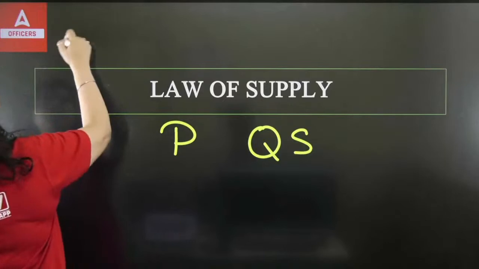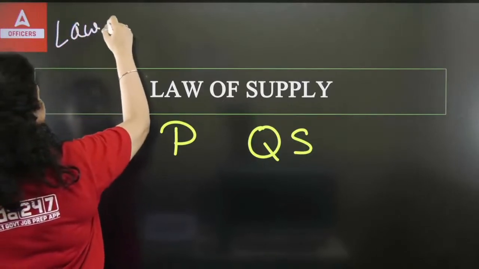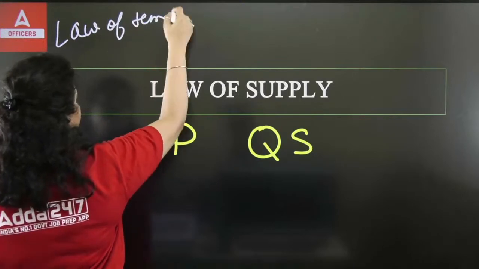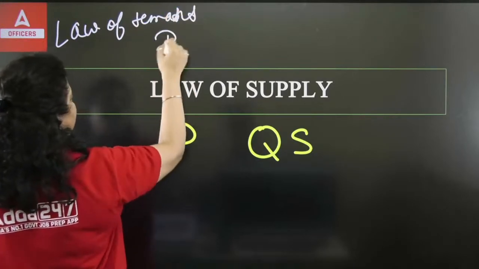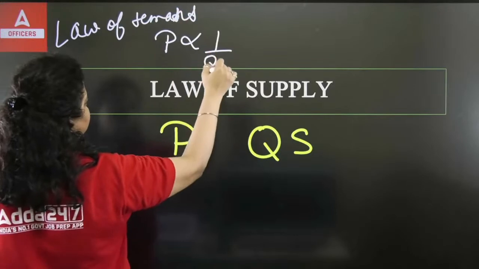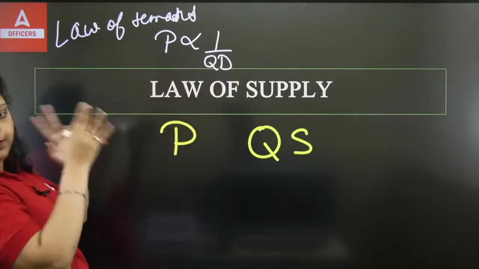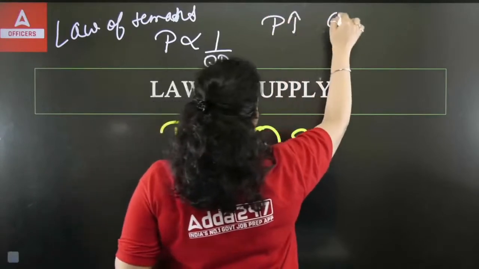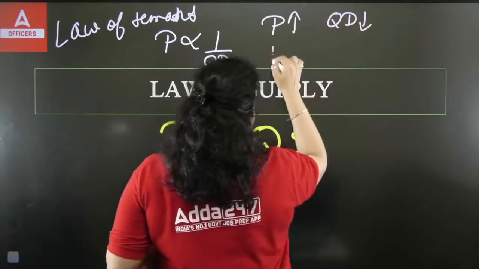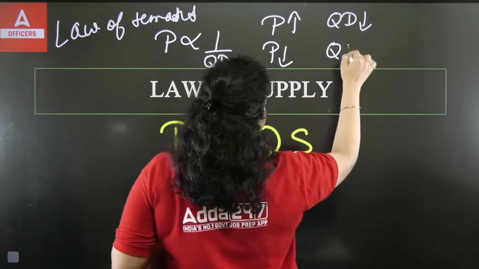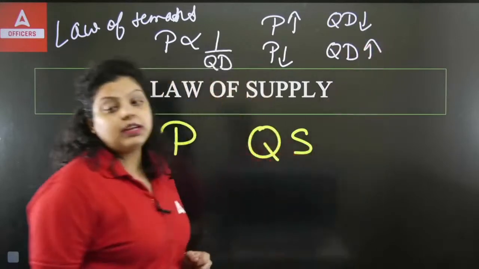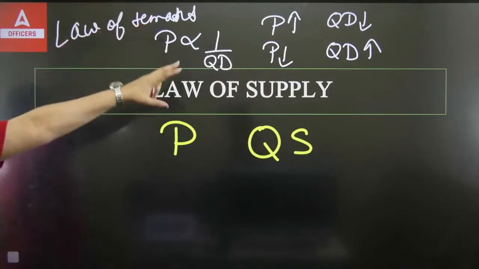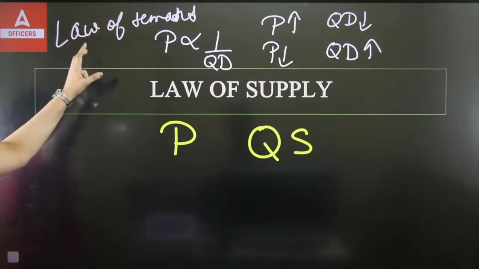I told you the law of demand says that price and quantity demanded have an inverse, opposite relation with each other. It means whenever the prices are increasing, the quantity demanded will decrease. Whenever the prices are decreasing, the quantity demanded will increase. This is the relation between price and quantity demanded according to the law of demand.